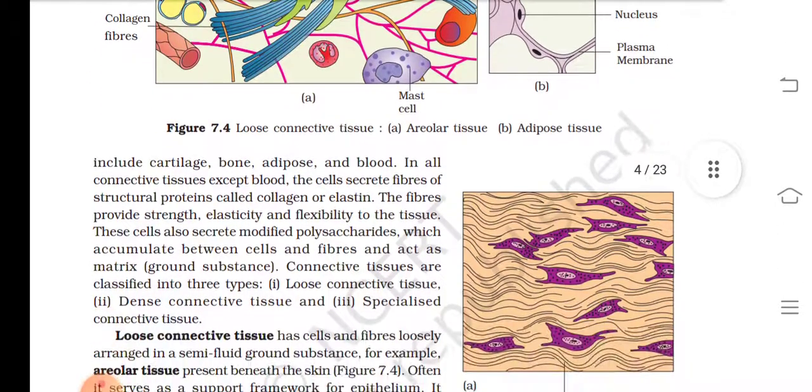In all connective tissue except blood, the cells secrete fibers of structural protein called collagen or elastin. The fibers provide strength, elasticity, and flexibility to the tissue. These cells also secrete modified polysaccharides which accumulate between cells and fibers and act as a matrix, that means ground substance. Connective tissues are classified into three types: loose connective tissue, dense connective tissue, and specialized connective tissue.